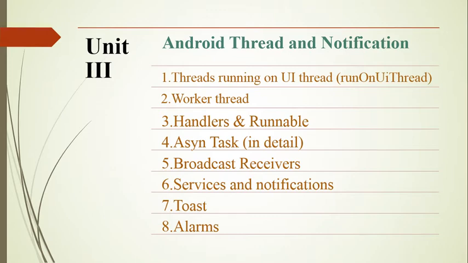Next topic is handlers and runnable. A better solution to process the message delivered from the UI thread is handlers. The runnable object can also be processed using the handlers. Then the runnable command is used to run the code in the other thread. Next topic is asynchronous task. AsyncTask is a wrapper class provided by Android to perform all heavy duty tasks in the background and relieve the main UI thread from this burden.